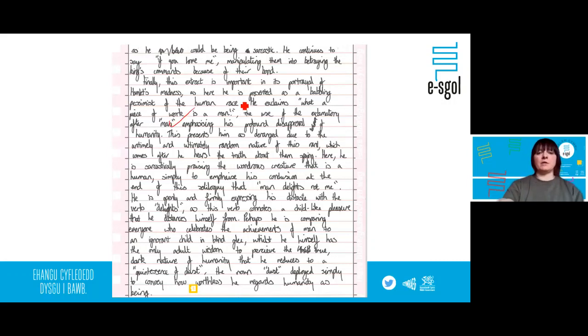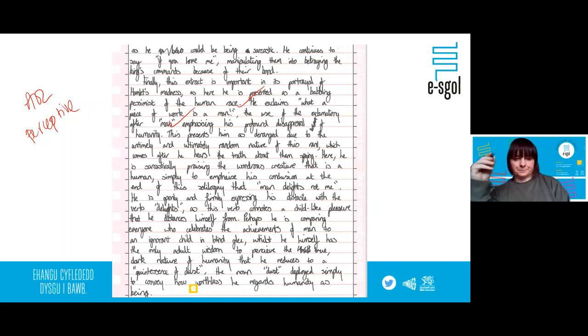Again, we'll be thinking of the way in which he's going about this, very perceptive. Okay, AO2. So again, perceptive and confident analysis. Okay, so perceptive commentary here. Right, and then continues with, this presents him as deranged due to the untimely and ultimately random nature of this rant, which comes after he hears the truth about them spying. Here he is sarcastically praising the wondrous creature that is a human, simply to emphasize his conclusion at the end of the soliloquy, that man delights not me.